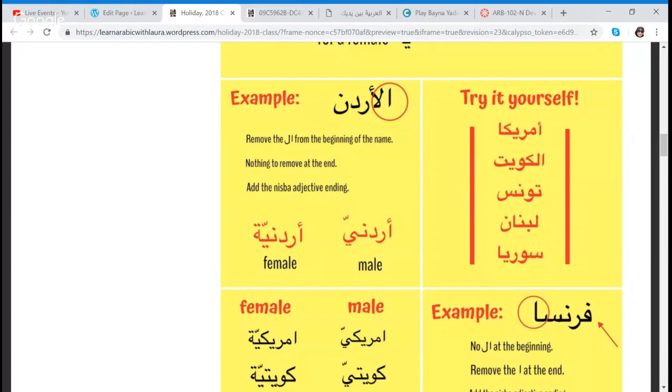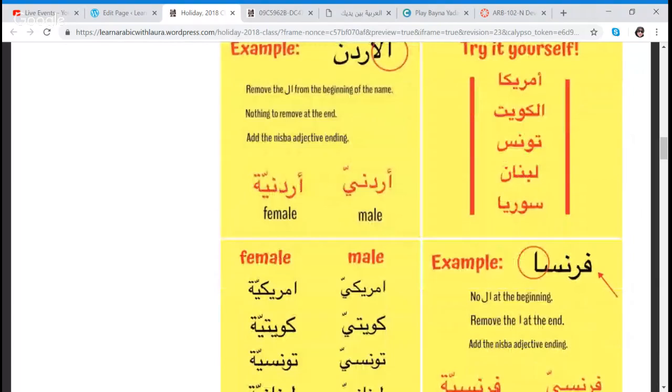So for male, you would add the Yah with the Shedda. Kuwaiti. Good. For female, you add the Yah with the Shedda and Tamarbuta. So it'd be Kuwaitia. Very good. And it should look like that. Kuwaiti and Kuwaitia. Okay, go on to the next one.